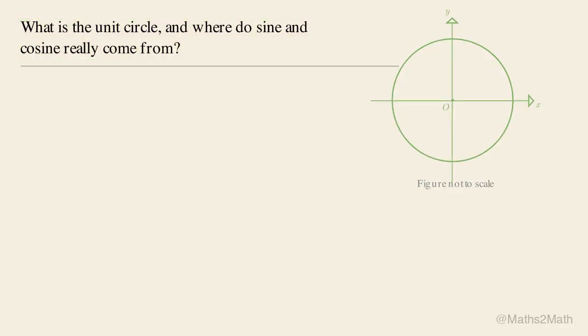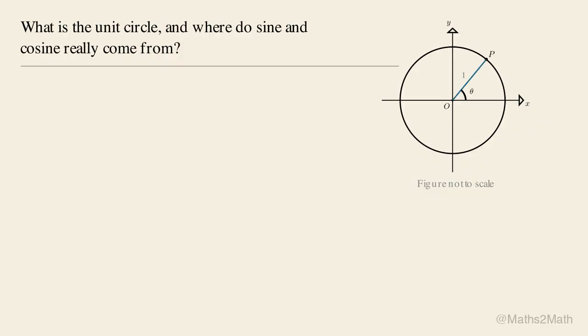Here is the unit circle. Radius 1, centered at the origin O. Start on the positive x-axis and walk anticlockwise through an angle theta, arriving at P. The radius out to P has length 1, that is what unit circle means. Now the definition, and it really is just this.